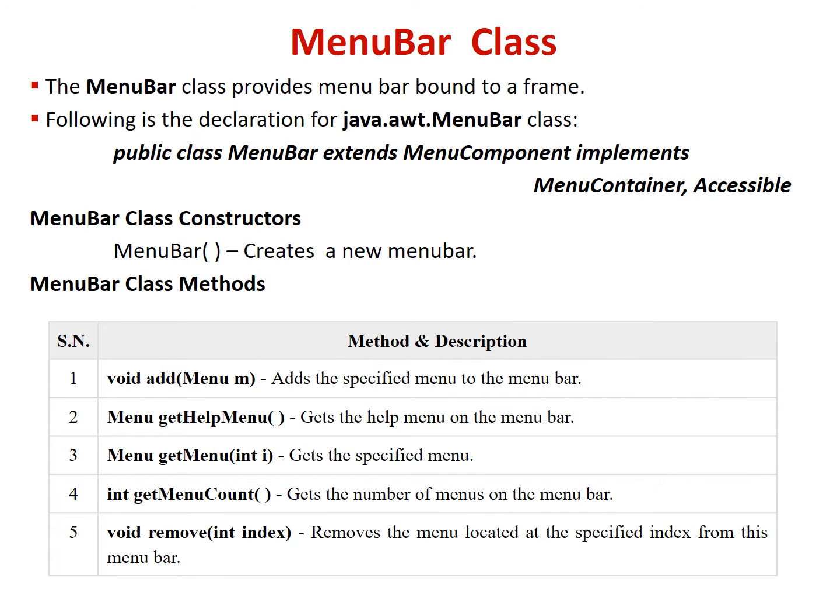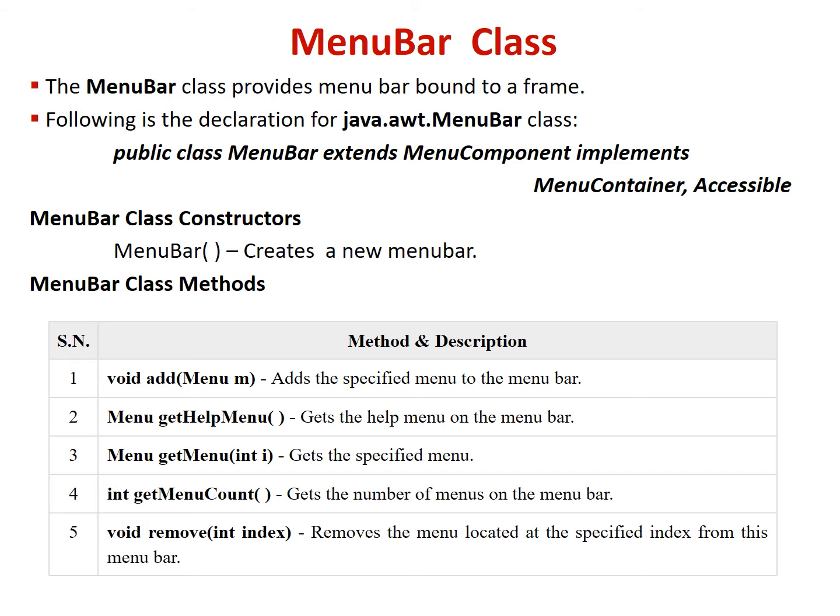Menu bar class. The menu bar class provides a menu bar bound to a frame. Following is the declaration of the menu bar class, which is available in the AWT package, that is java.awt.MenuBar class. Public class MenuBar extends MenuComponent, implements MenuContainer and Accessible interface. Menu bar class constructor. The constructor is the default constructor which creates a new menu bar.